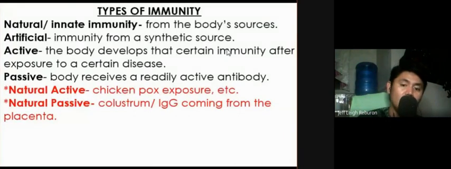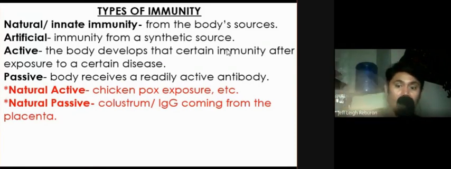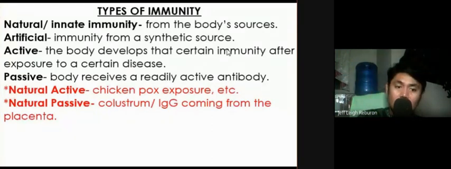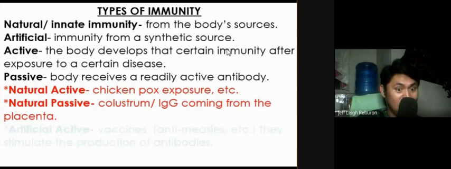Colostrum and IgG are the perfect example of the natural passive immunity. Galing sa natural na paraan, pero hindi ikaw yung gumawa, ipinasa lang sa'yo. Natural passive. Sa natural active na vaccine naman po, galing sa natural na paraan at ikaw mismo ang gumawa ng antibody. Nagets mo ba? Simple, di ba?